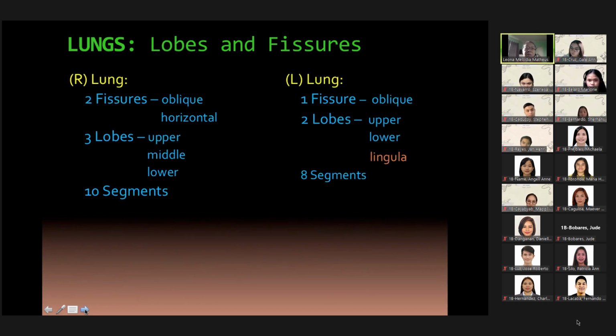This is actually just a review of your gross anatomy. As I was saying, for the right lung, you have 3 lobes. For the left lung, you have 2 lobes separated by what we call fissures. Okay? And for the segments, ito po yung tinatawag natin bronchopulmonary segments. You have 10 segments in the right, 8 segments in the left. Okay?